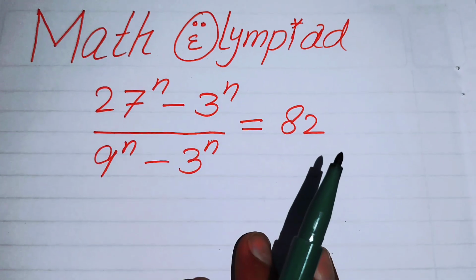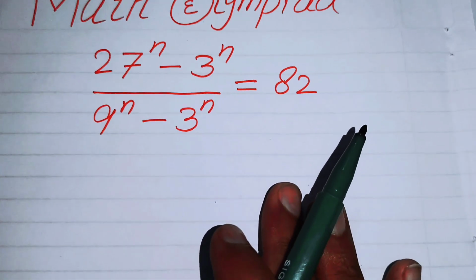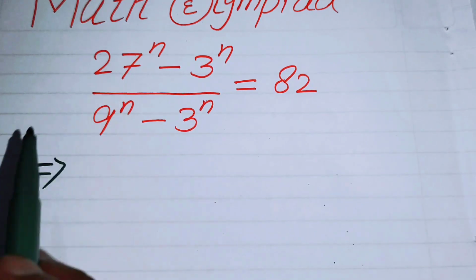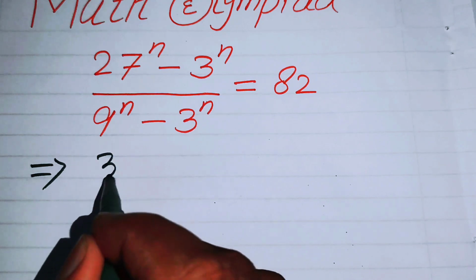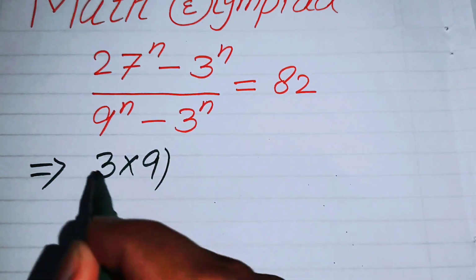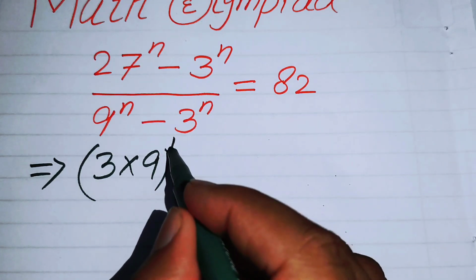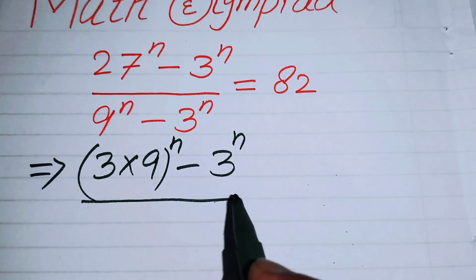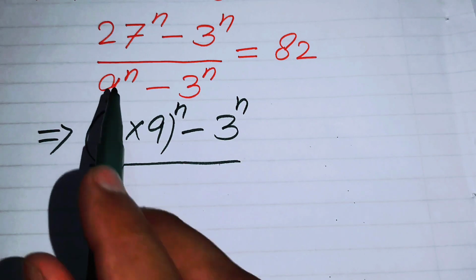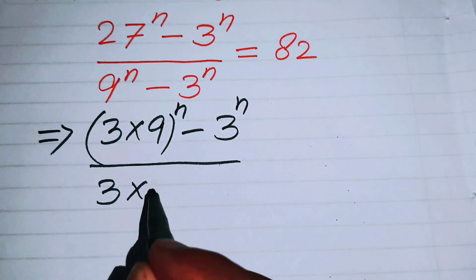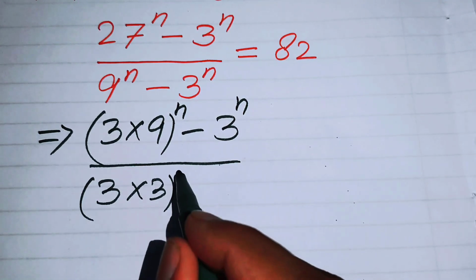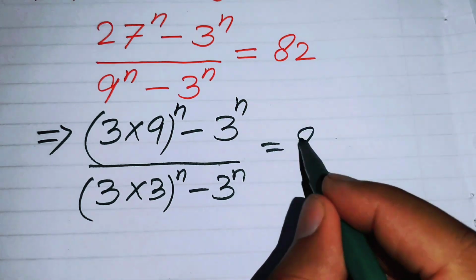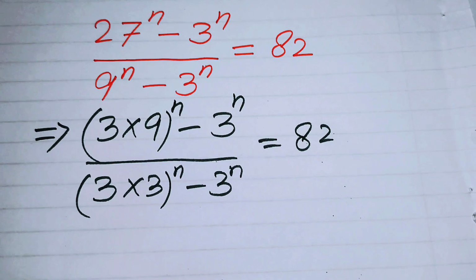So the very first thing we are going to do is rewrite this equation. Here you have 27 and we will write it as 3 times 9, and its power n, minus 3 to the power of n, whole over, here you have 9 and we will write it as 3 times 3, to the power of n, minus 3 to the power of n is equal to 82.